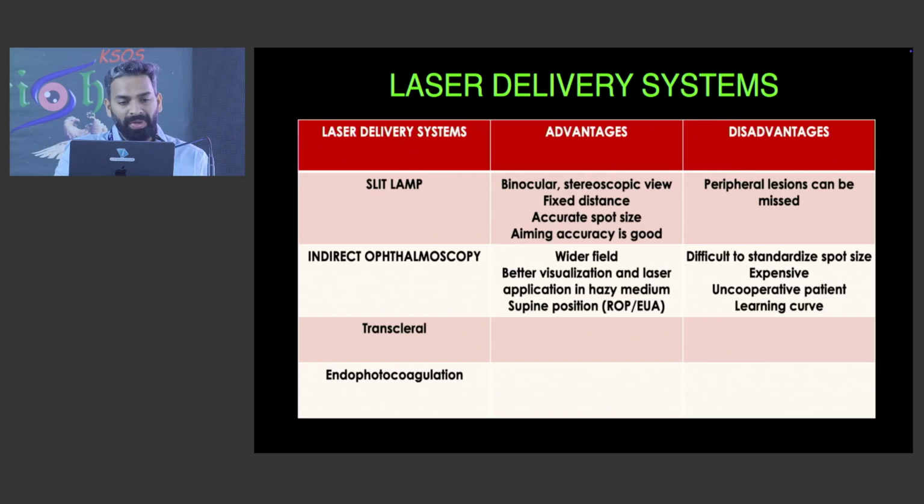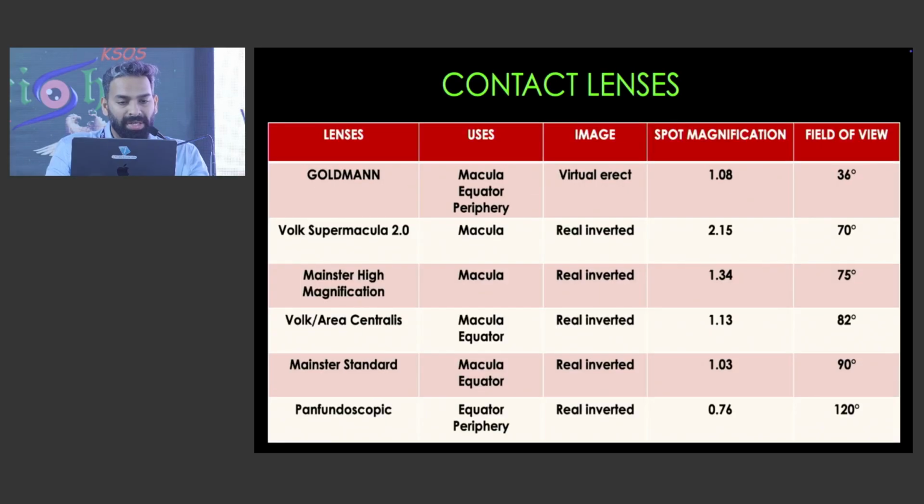Laser delivery systems: we have the slit lamp delivery system, where the console is connected directly to the slit lamp, and you can use the slit lamp to focus the laser. Then we have indirect ophthalmoscopy, where the console is directly connected to the indirect ophthalmoscope, and we can use it with a condensing lens. Then we have transscleral and endophotocoagulation. These are the various types of lenses that we have.